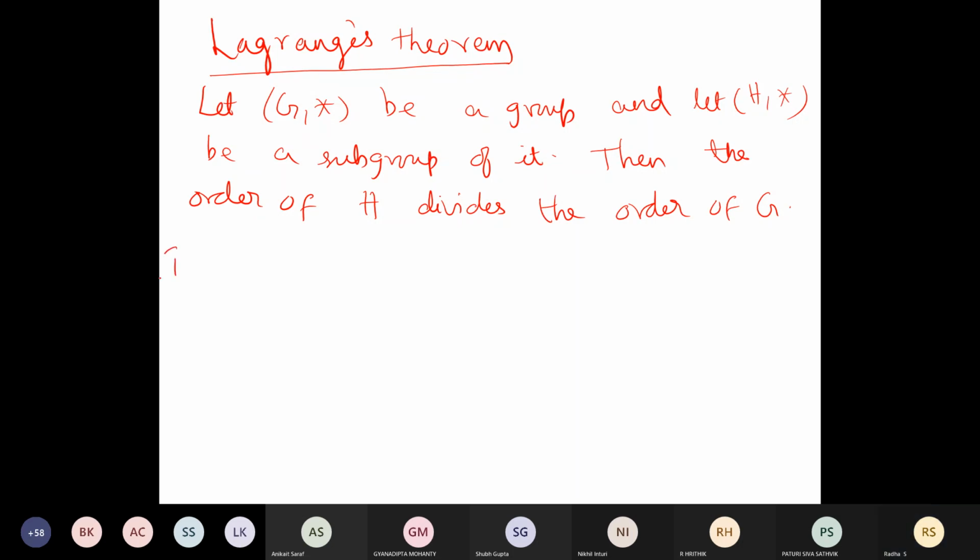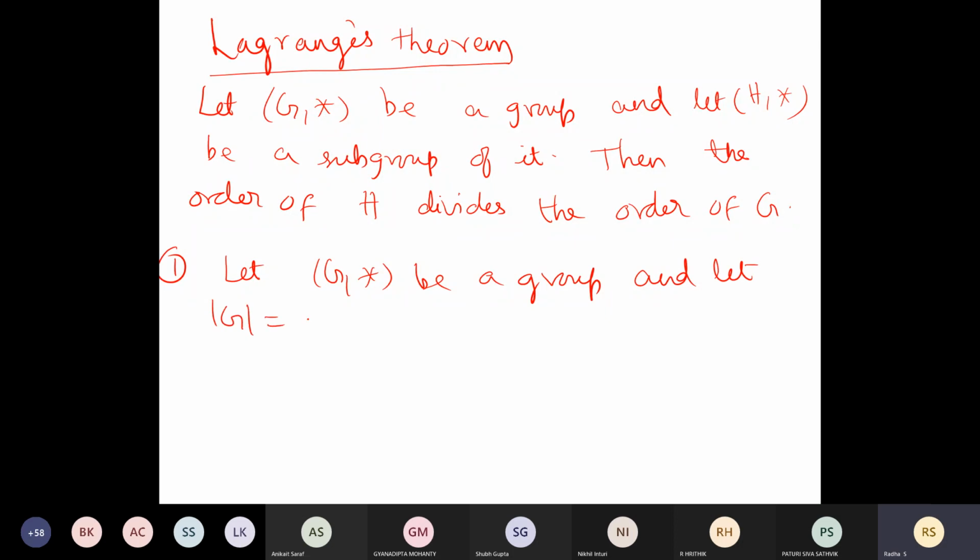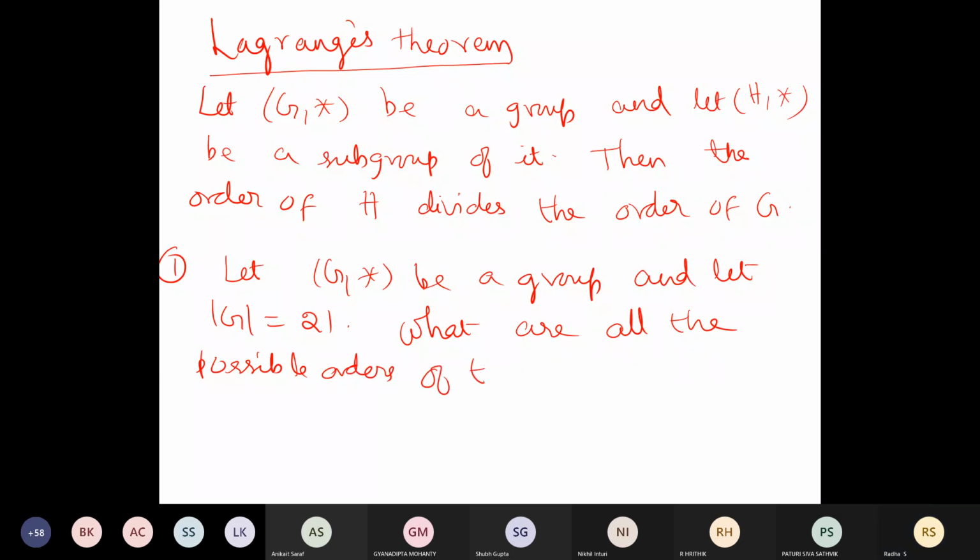For example, let (G, star) be a group and let the order of G be, maybe I can give an easy value, 21. So the question is, what are all the possible orders, very important here, possible orders of the subgroups of G?